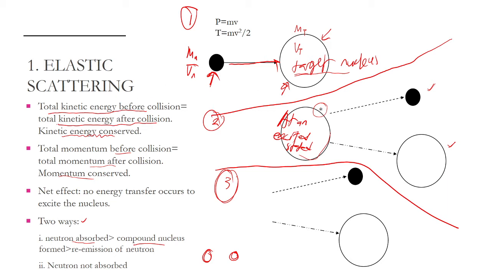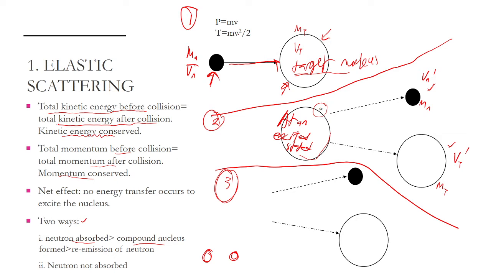I have given the names mn and mt for the masses before the reaction. After the scattering, mn remains mn and mt still remains mt, but the velocity could change. So vn dash and vt dash.